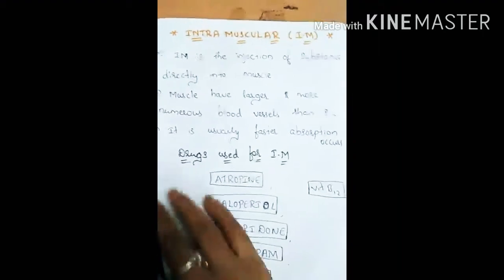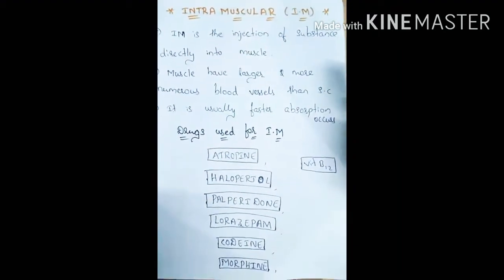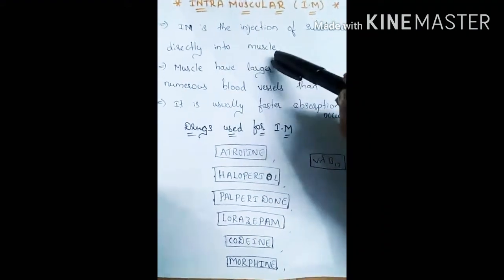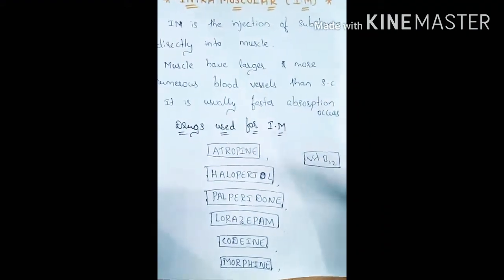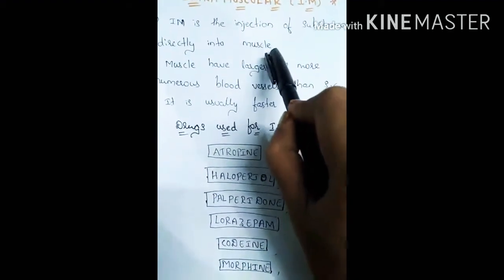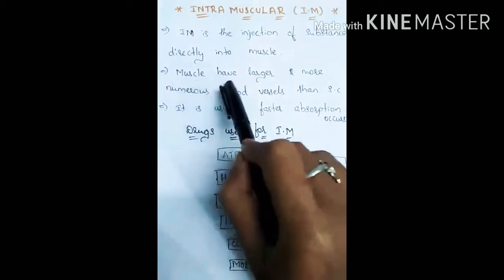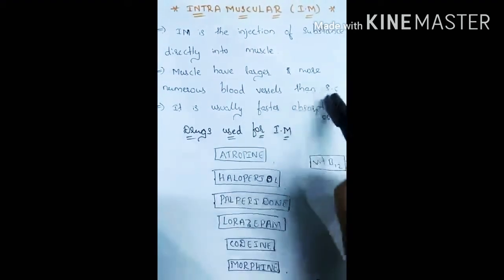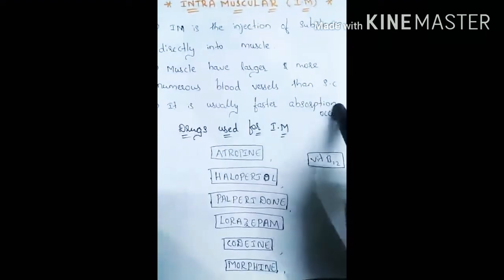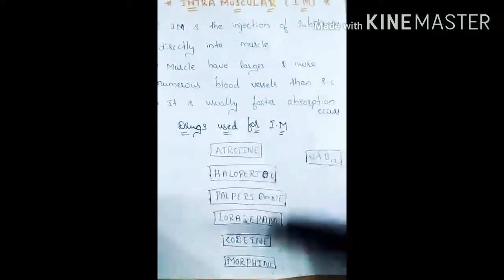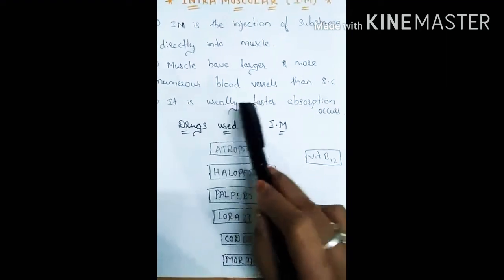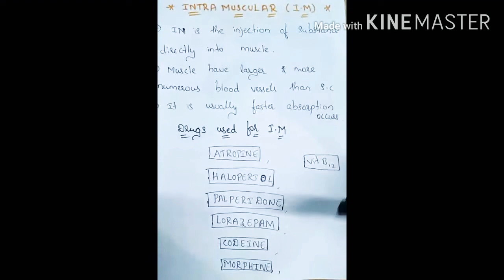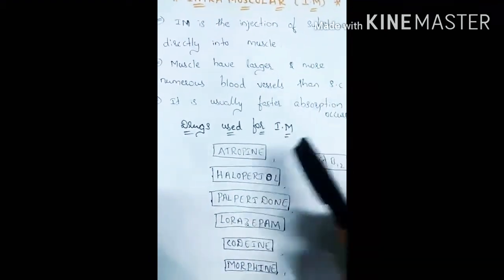And next, intramuscular. Intramuscular is the injection of a substance directly into the muscle. The injection is inserted directly into the muscle. Why do we choose intramuscular? Muscle has larger and more numerous blood vessels than subcutaneous tissue. So compared to the subcutaneous, the muscles have larger and more blood vessels. Absorption is usually faster, and the absorption of the drug takes place very rapidly.